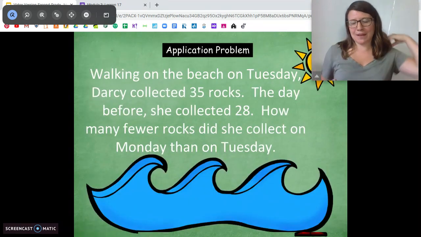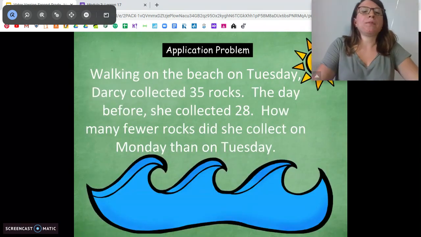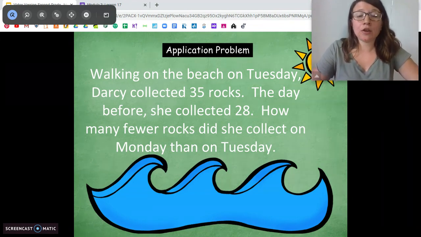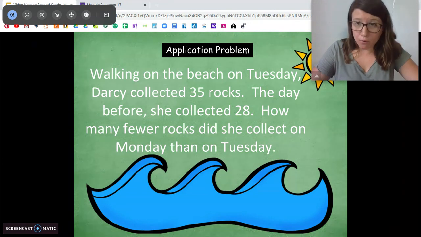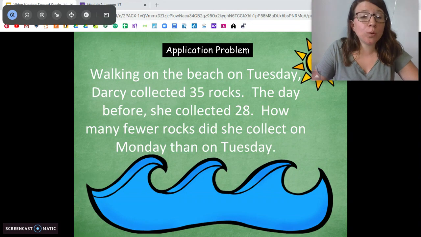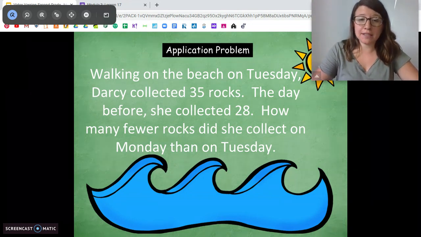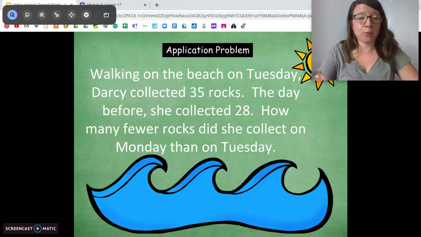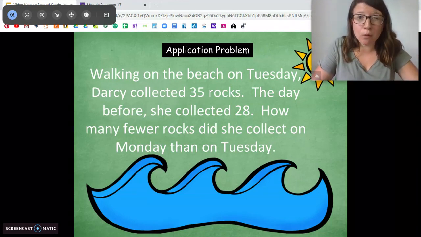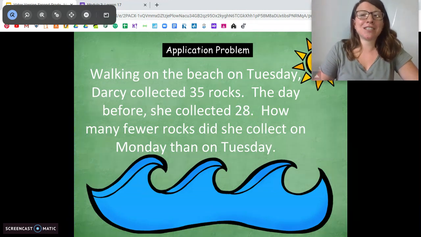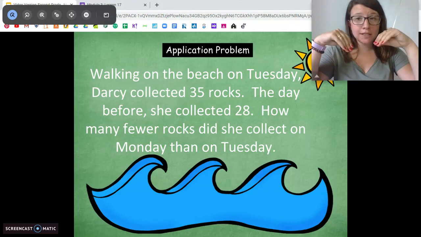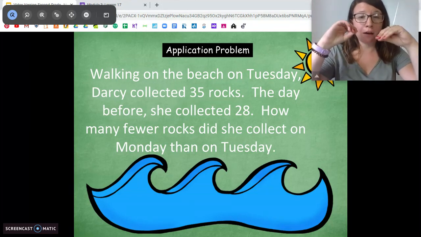All right, let's get into our application problem to start. So this says, walking on the beach on Tuesday, Darcy collected 35 rocks. The day before, she collected 28 rocks. How many fewer rocks did she collect on Monday than on Tuesday? So again, this is a comparison problem. We need to find the difference, wink, wink, between the rocks she collected on Monday and the rocks she collected on Tuesday. So I want you to pause the video and solve. Come back when you're ready.